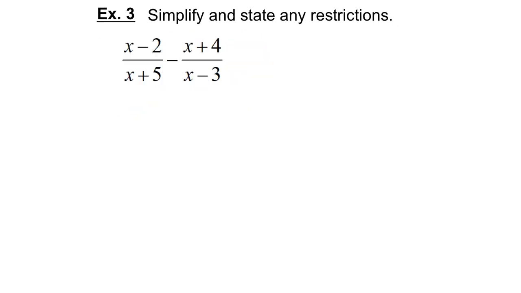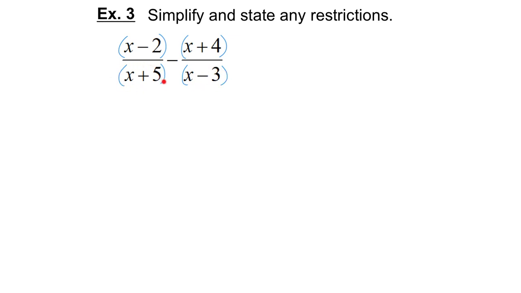Now this one's a little bit different because we just have expressions in the denominators and numerators. We're still subtracting, so we still need to have a common denominator. But this time, think of it more like this. Sometimes when people see the brackets around the numerators and the denominators, they can see what I'm about to do more clearly. Here the denominator is x plus 5. Here it's x minus 3.